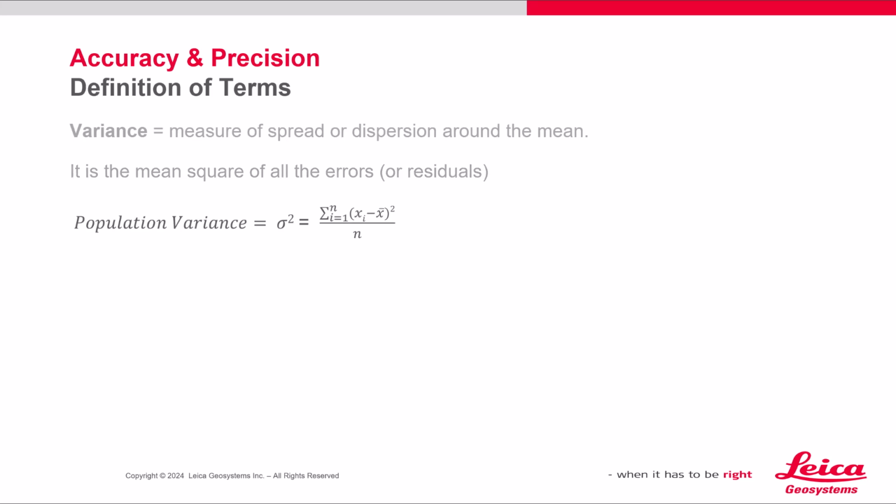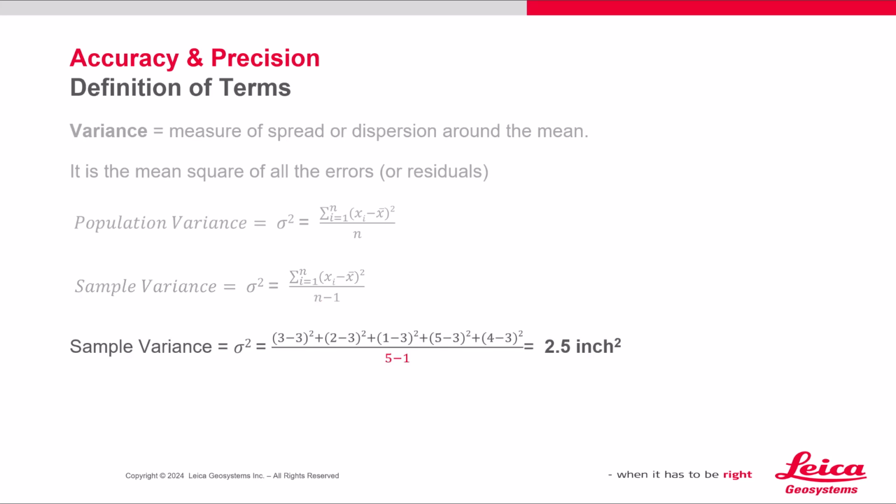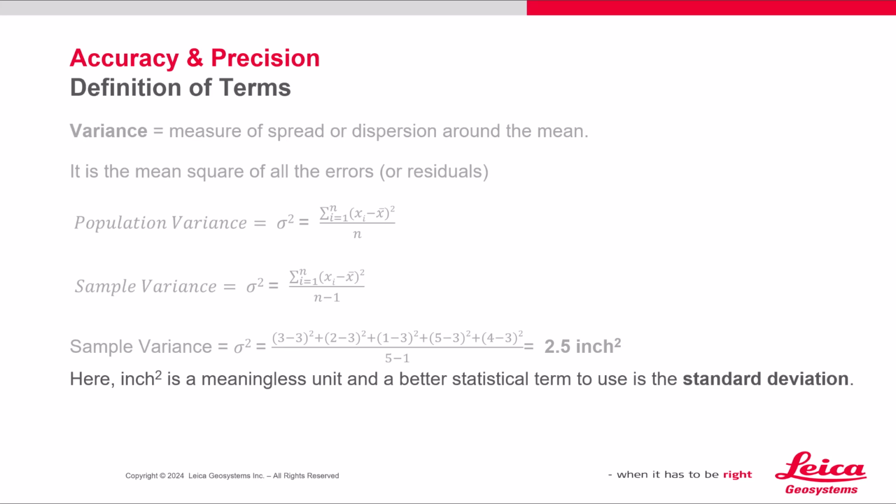So the population variance is the sum of the average minus the error, squared, divided by n. Now that's for the population. Now it's a little different for the sample. It's divided by n minus 1 to accommodate some of the bias of a smaller sample than the population. So our sample variance for this one was summed up over 5 minus 1 is 2.5 inches. So our average was 3, sample variance is 2.5. Now that's somewhat helpful, but we've got a weird unit here, inches squared. So we really like to use the standard deviation.